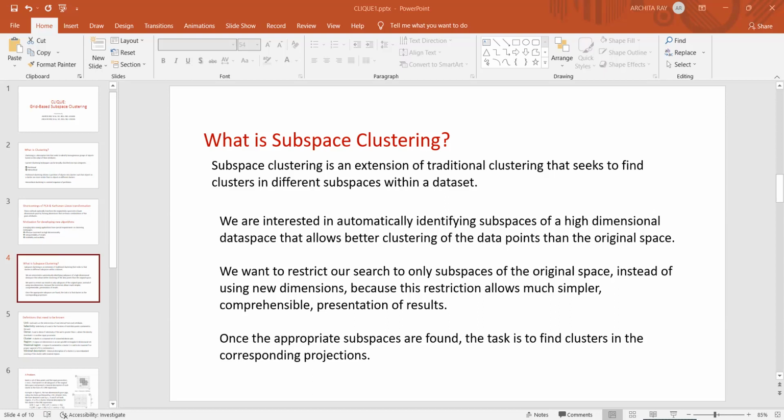Once the appropriate subspaces are found, our task is to find clusters in the corresponding projections. The clusters are unions of connected high-density units within a subspace. A data point is considered to belong to a particular subspace if the attribute values in the subspace are not missing, irrespective of the values of the rest of the attributes. This allows records with missing values to be used for clustering with more accurate results than replacing missing values with values taken from a distribution.